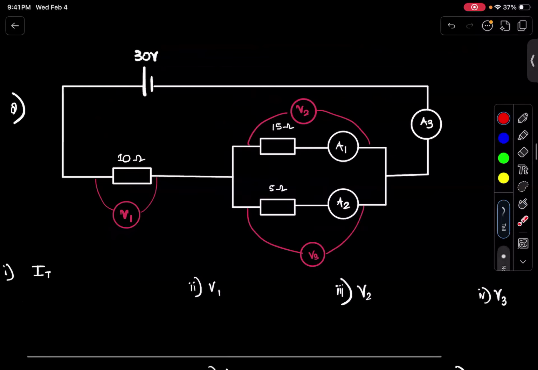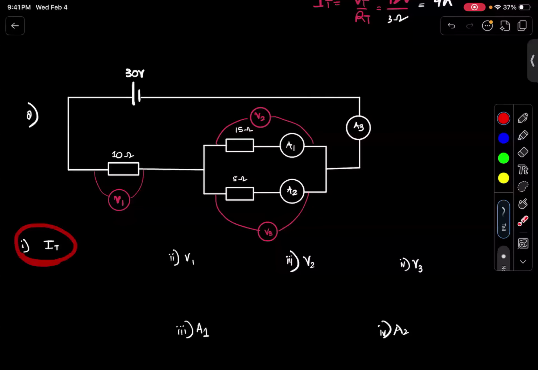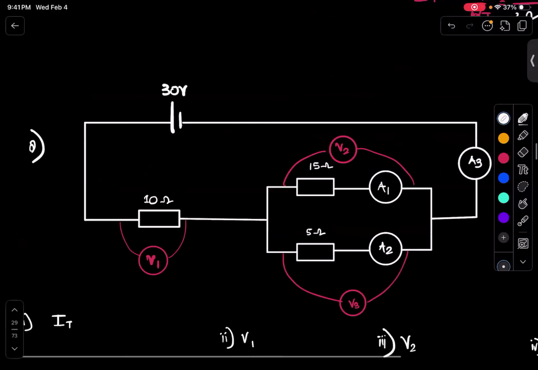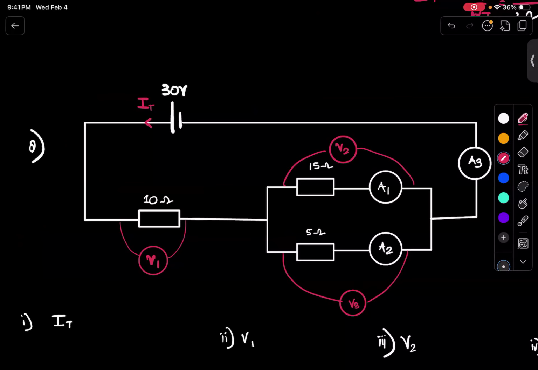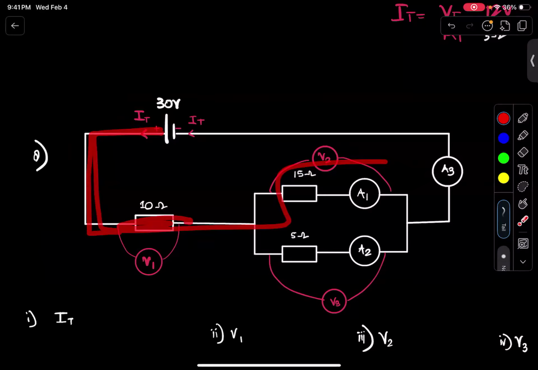For example, I've got this setup, and what do I have to calculate first of all? Read the question. The question says calculate IT, so that means this total current. Then, by the way, IT is always the current that exits the battery, if you're unsure. IT is always the current that exits the battery and enters the battery, right? So current is going from the positive terminal to the negative terminal all the way around this circuit, right? So current leaves the battery, flows through this 10 ohm resistor, then is going to divide itself into this 15 and 5 ohm resistor, right?